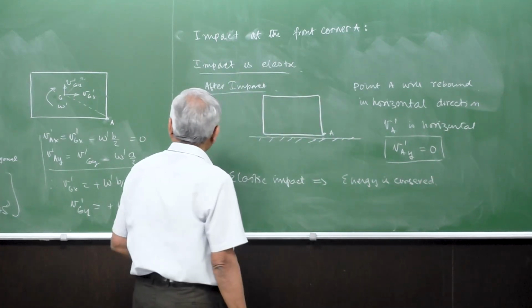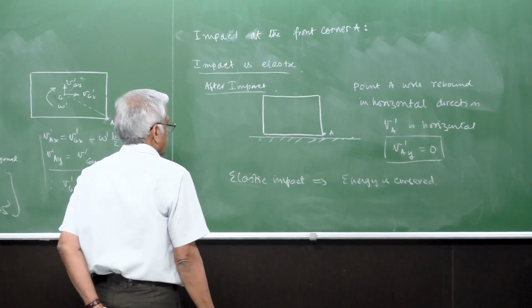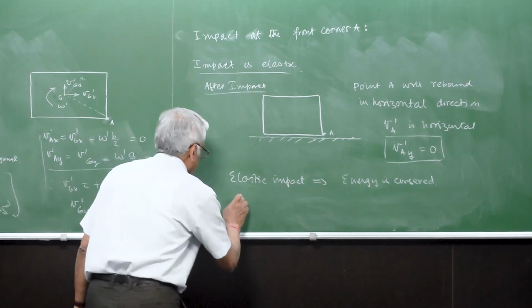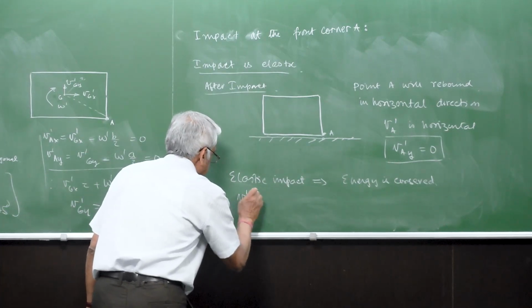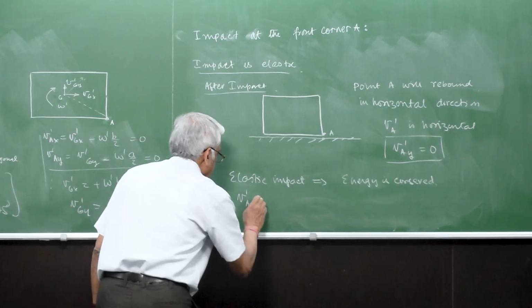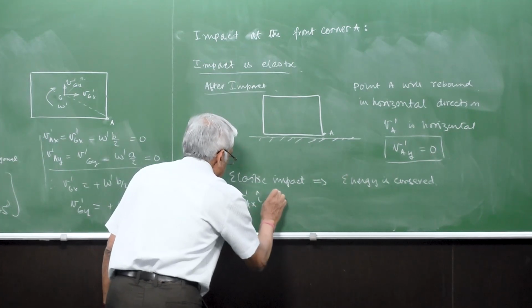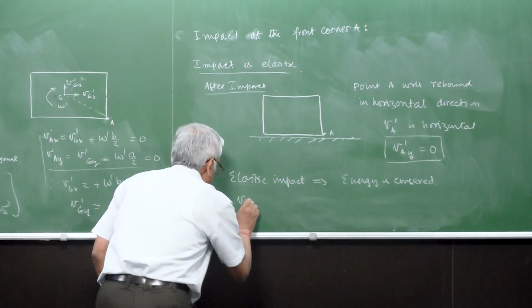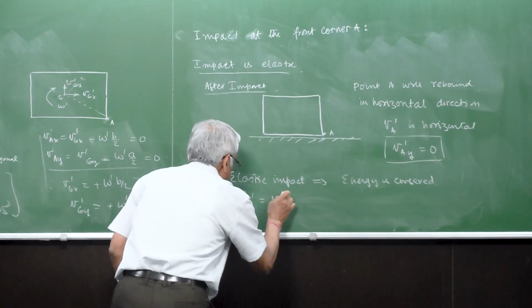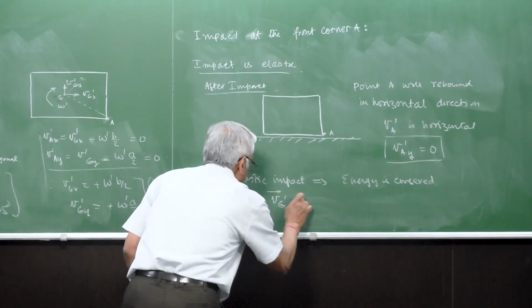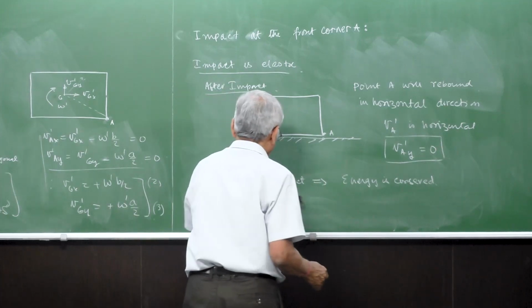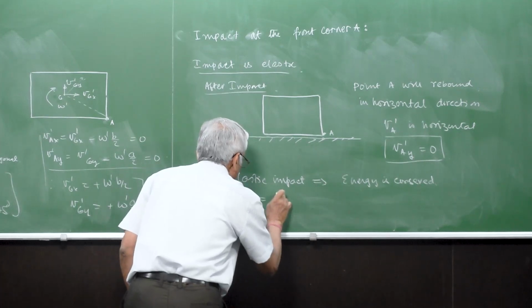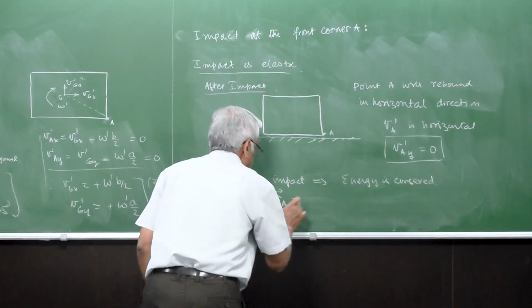So the constraint here is Va prime y is 0, which means that V prime x, I put it one step before, V prime can be written as V prime, or even the other way we can put it. Let's just do that. Vg prime is equal to, so this is also fine.